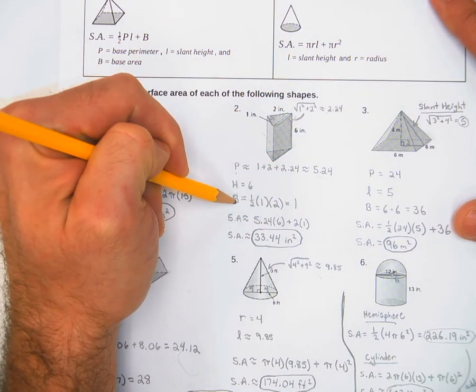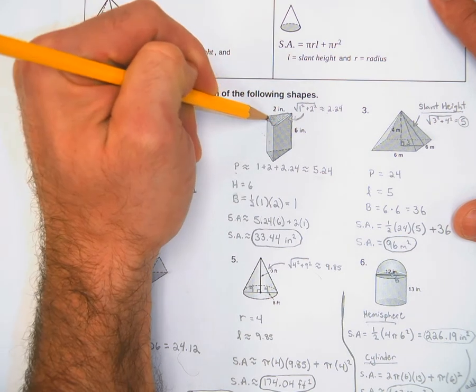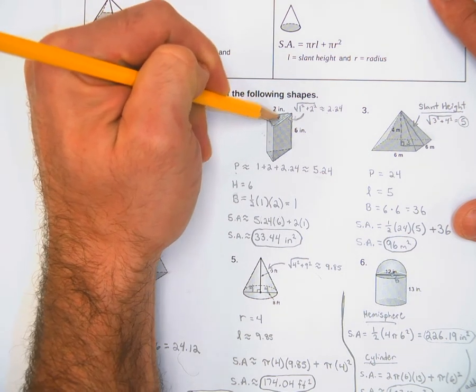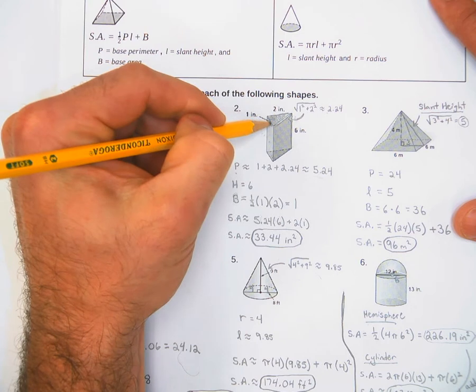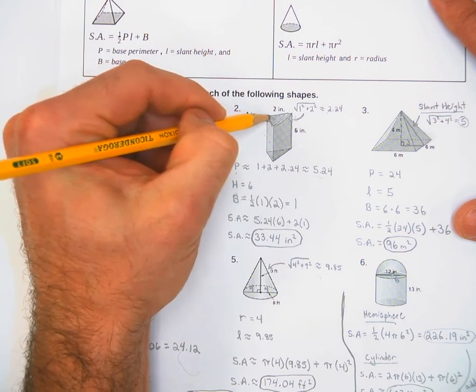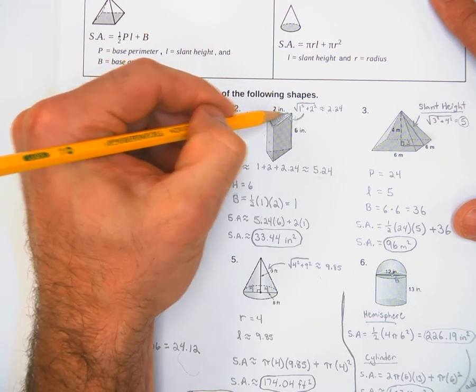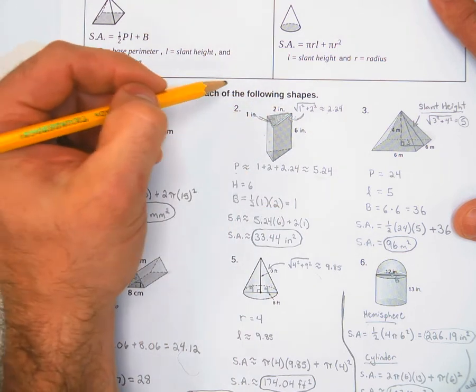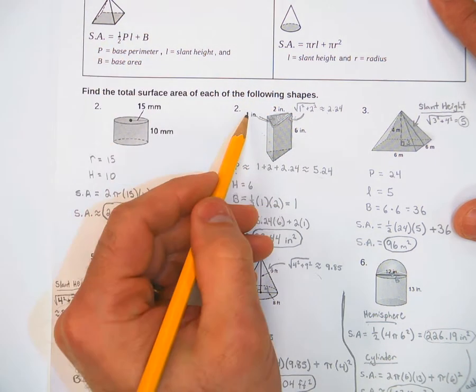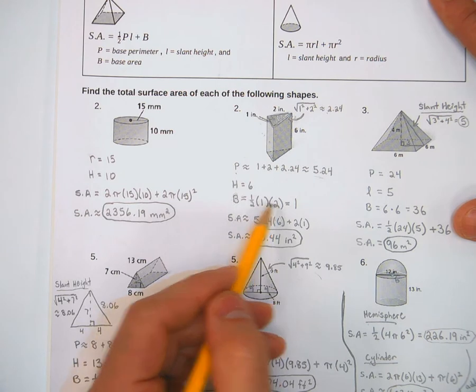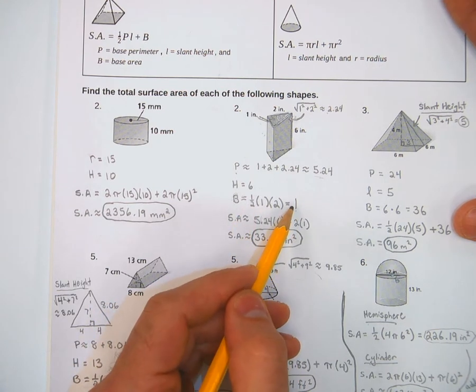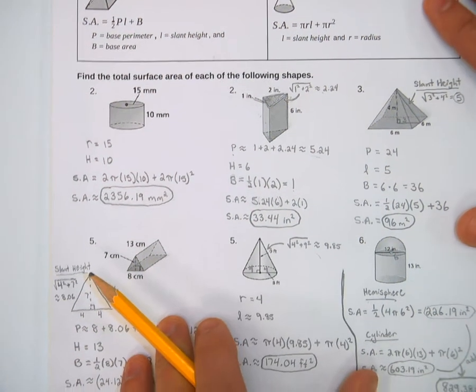The base area is, again, working with this triangle. I need to find the area of that base. Well, the area of a triangle is half base times height. So half times 1 times 2 is just going to give you an area of 1. That's nice. We actually saw that in the last one, I think, as well.